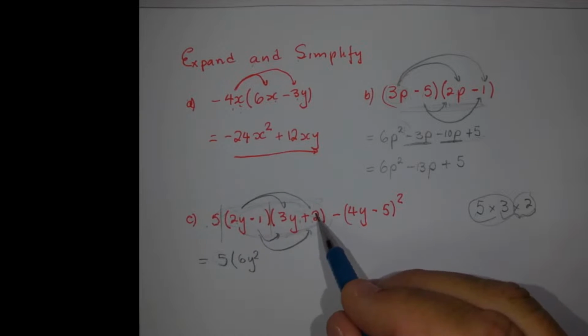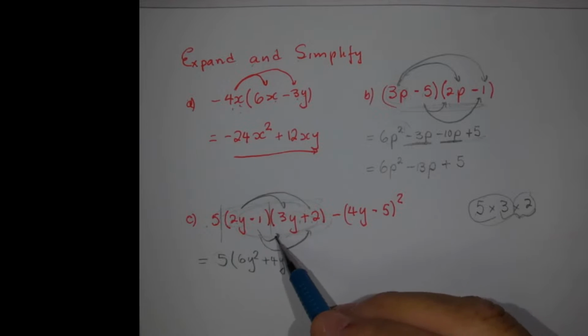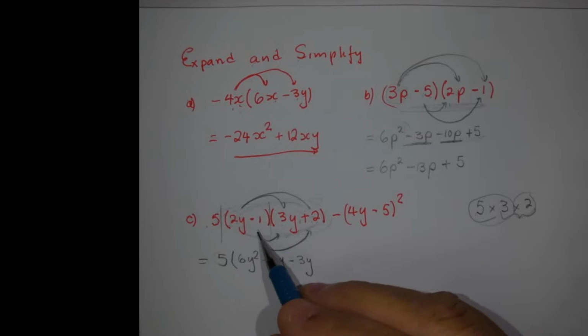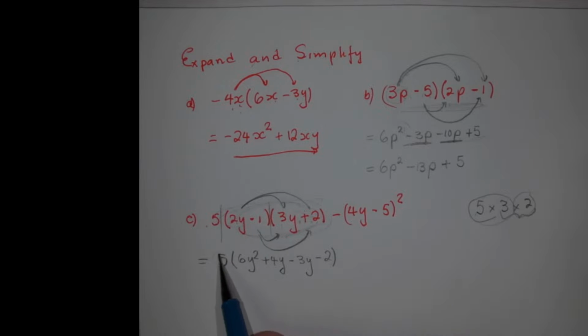Then 2y times 2, that would be plus 4y. Then minus 1 times 3y, that's minus 3y. And then minus 1 times positive 2, that is -2. Okay, I haven't multiplied by the 5 yet. Before I do that, I just want to go and talk about the second term.